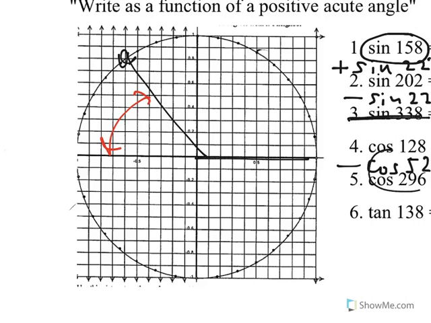Now, if I have a trig chart that tells me the value of cosine 52, or the sine and cosine of angles between 0 and 90, I can then use this type of analysis to find the sine and cosine of angles that are bigger than 90.